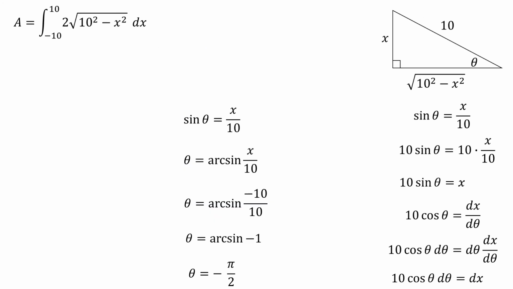And then, of course, for the right-hand limit, a little bit more straightforward. You expect to end up at pi over 2 when sine is 1.